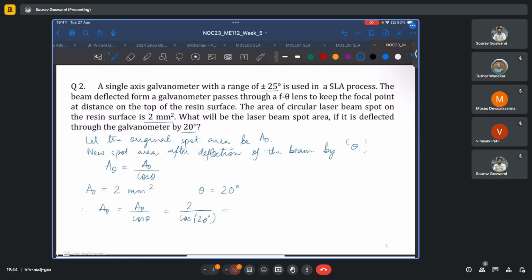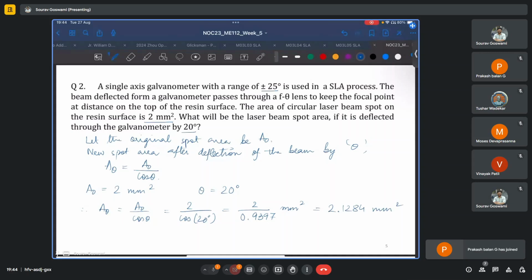So just give me a minute, I'll work it out. This comes out to be 2 by 0.9397 millimeter square, which is 2.1284. So as expected, it is larger than the original nominal beam spot size. Thus, even if the same amount of energy, if we keep the power constant, because of the change in the cross-section area of the beam, the incident energy or the energy density per unit area is changing. This may give rise to an anisotropy in the properties of the printed material.